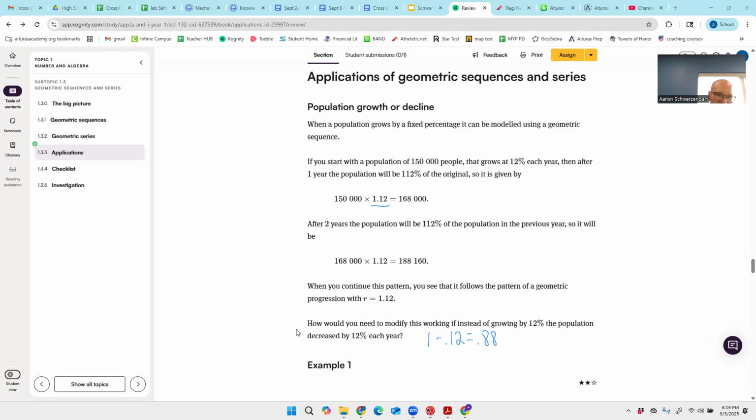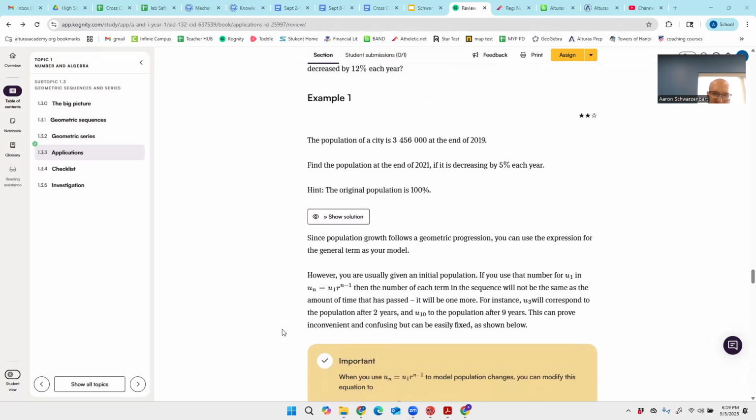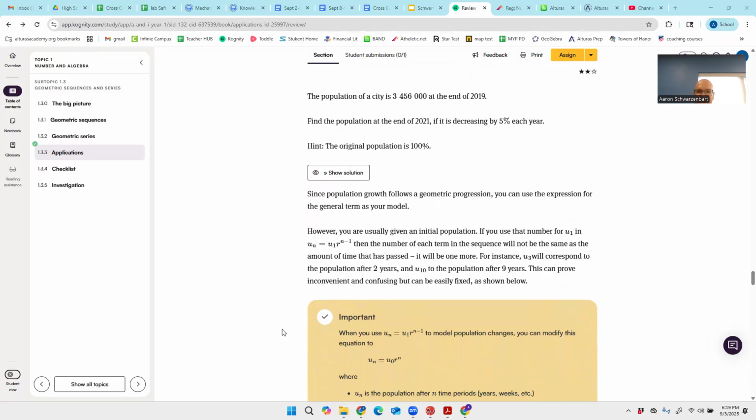Okay, let's do a couple of examples with these. This will be a little bit quicker lesson. So we have the population of a city is 3,456,000 at the end of 2019. Okay, let's put the commas in there, make it a little clearer. Find the population at the end of 2021 if it is decreasing by 5%.